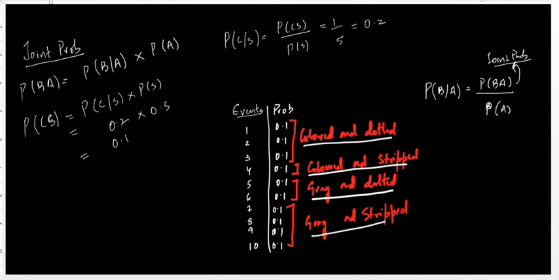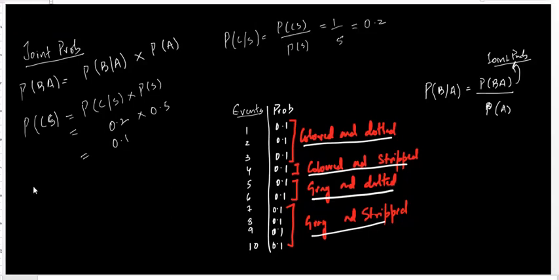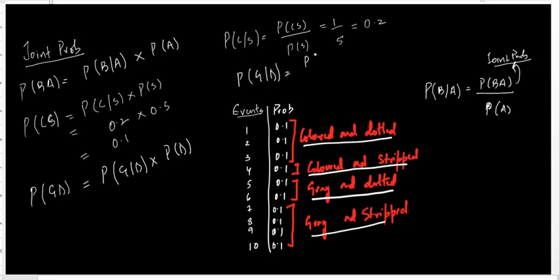I can calculate many other probabilities from the same example. Say, for example, I want to calculate the probability of a gray and dotted ball occurring together. In this case it will be calculated as the probability of gray given that it is dotted, multiplied by the probability of dotted. Now let me solve for this. The probability of gray given that it is dotted will be given by the probability of gray and dotted occurring together divided by the probability of a dotted ball.